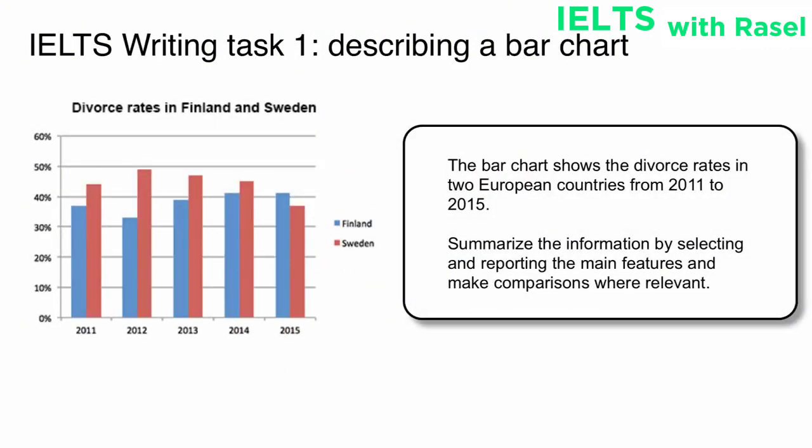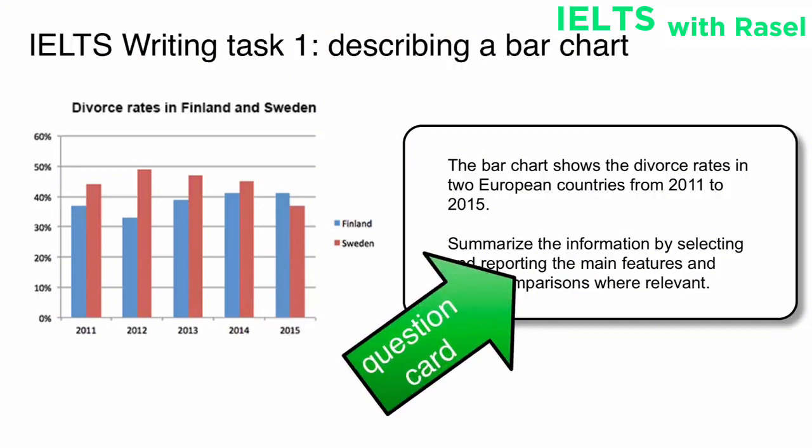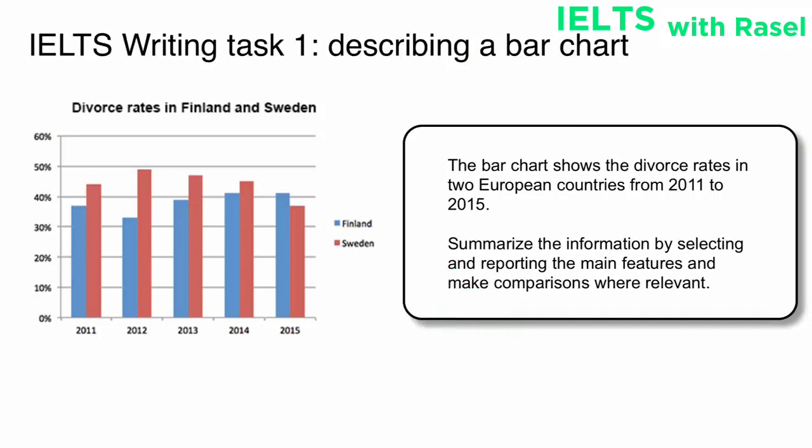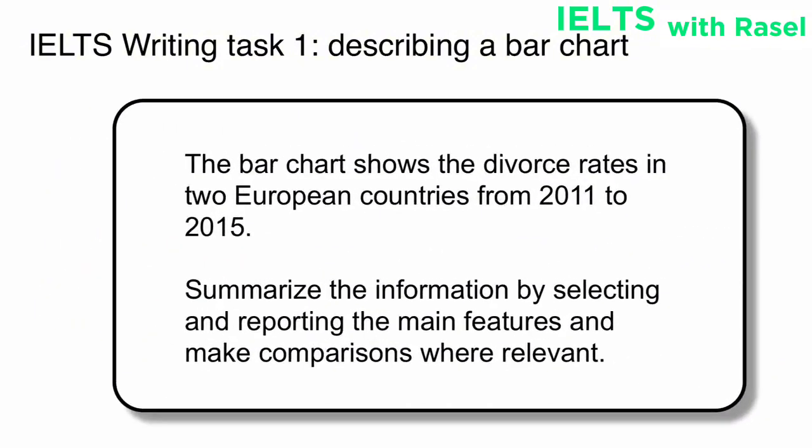So here's an example of a Writing Task 1 question with a bar chart. You have a bar chart and you have a question card with some basic information about your chart. The first thing you need to do is to read this information attentively. Let's do it together. The bar chart shows the divorce rates in European countries from 2011 to 2015. Summarize the information by selecting and reporting the main features and make comparisons where relevant.